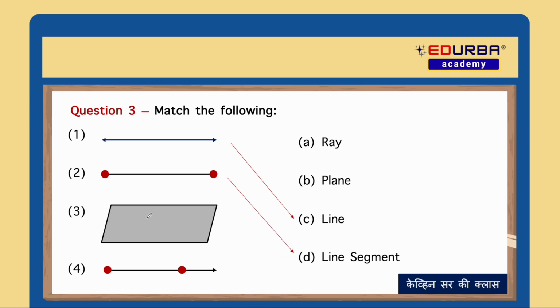Similarly, we know that we have a flat face, and flat face is nothing but a plane. So we can match it with the plane. And we know that it has an origin, 1 point, and the arrow is pointing only in one direction, and that is the definition of ray. So we can match it with the ray. So that's how we matched all the figures here with their names.